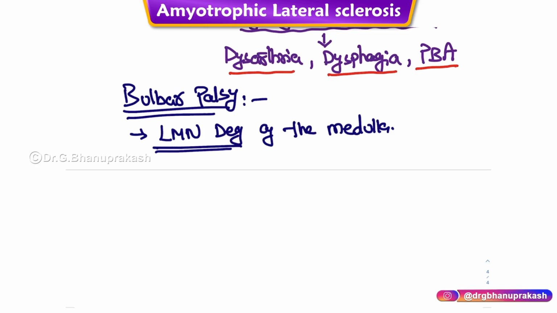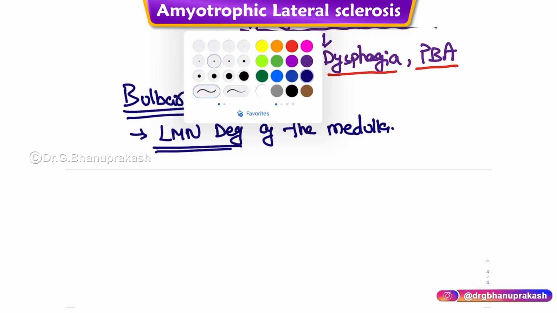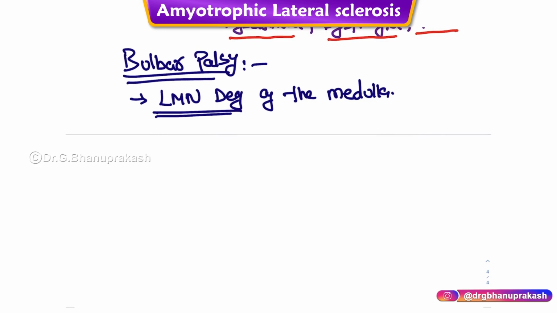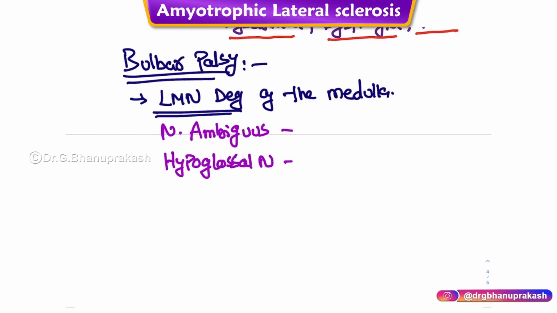We know this. What are the nuclei which are involved, guys? I have already mentioned this. What are the nuclei which are involved, especially in the medulla? It is the nucleus ambiguus, right? And the next one is the hypoglossal nucleus. Nucleus ambiguus and hypoglossal nucleus.